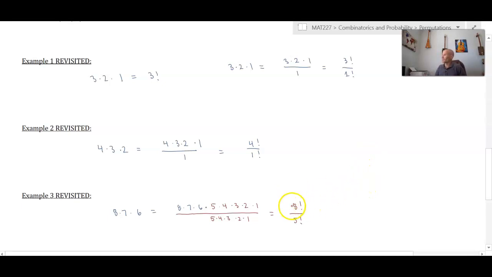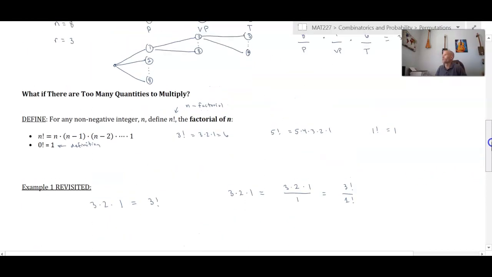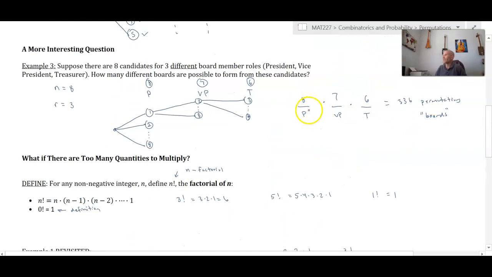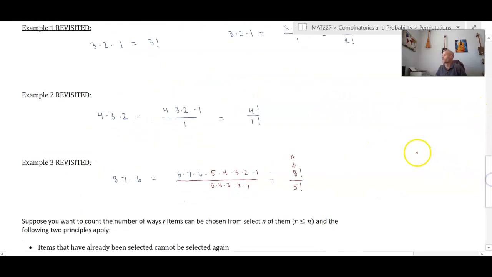But I want you to notice that 8 is the total number of candidates that we had. This was n. That's how many people we had to choose from. And the reason we took 8 times 7 times 6 was because there were 8 candidates that could fill the first position, but only 7 to fill the second, 6 to fill the third. But what's the connection to this 5? Well, the 5 factorial was actually all the terms that I was missing. It was all of this right here.